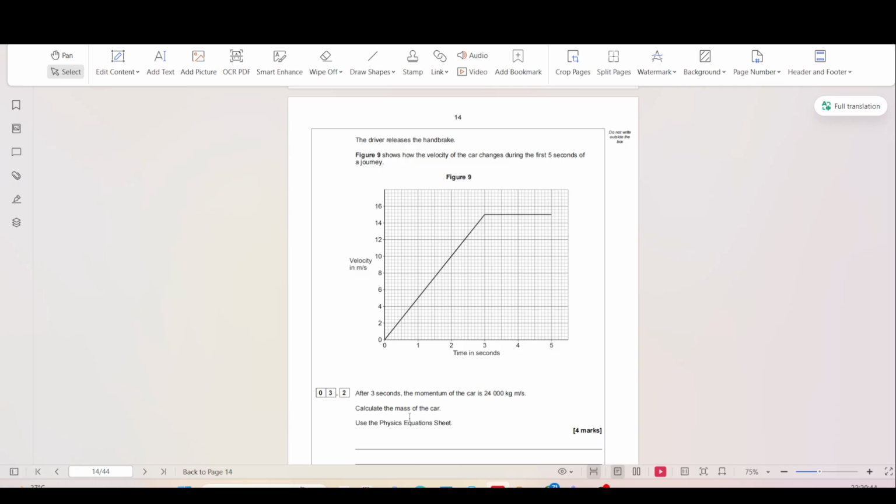After 3 seconds, the momentum of the car is 24,000 kilograms meters per second. Calculate the mass of the car.